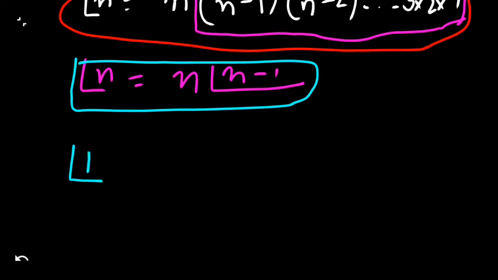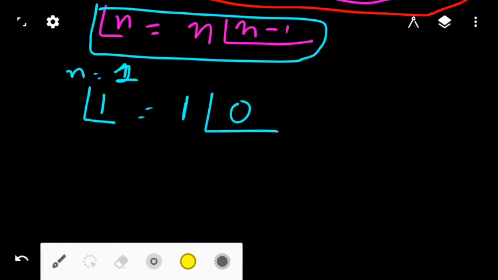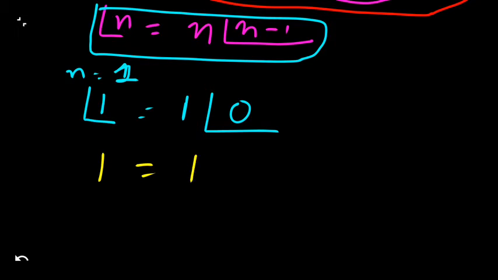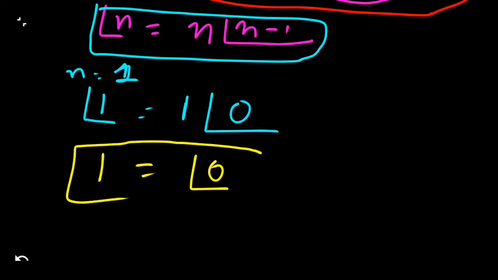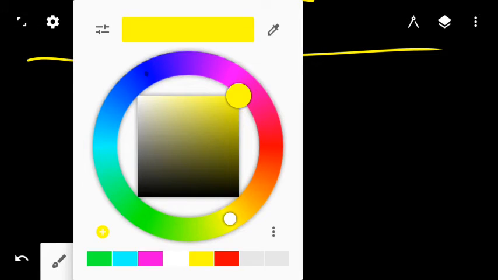So n will be replaced by 1, so factorial 1 is equal to factorial 1 minus 1, that is 0, times 1. We know that factorial 1 is 1, and this comes out as factorial 0. So basically we just proved why factorial 0 is equal to 1. Well, this was the short and sweet method, and I suggest you check out my other video for more in depth. But now let's jump to some really good questions.